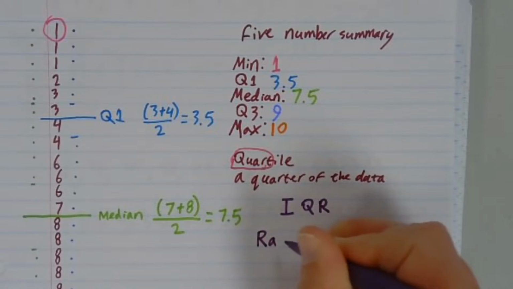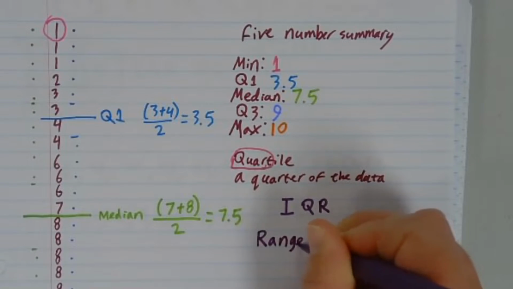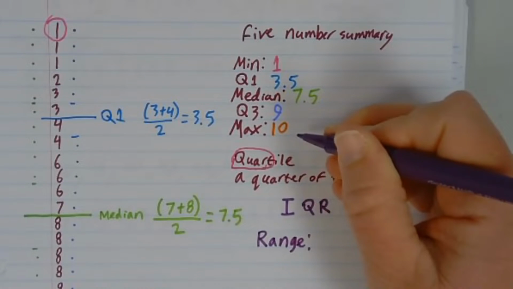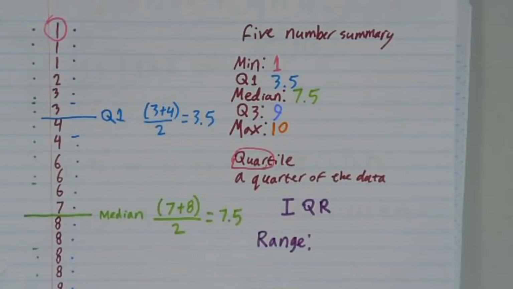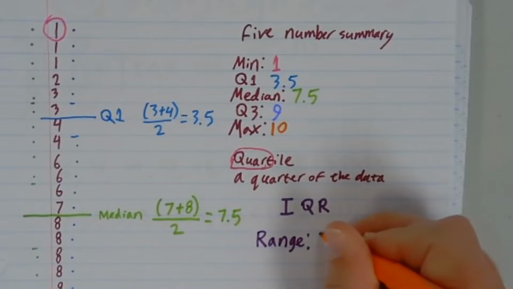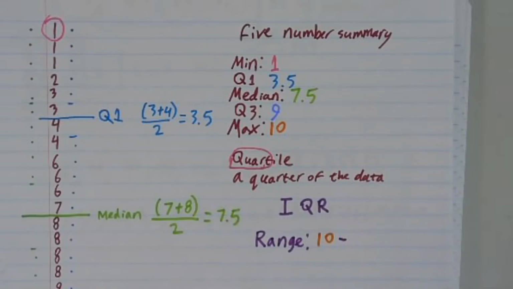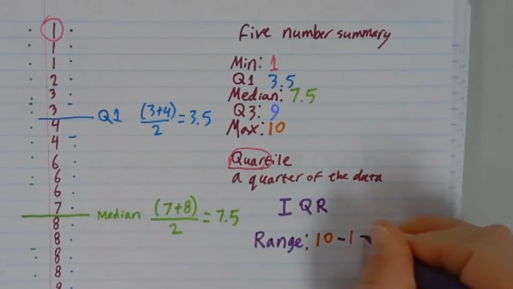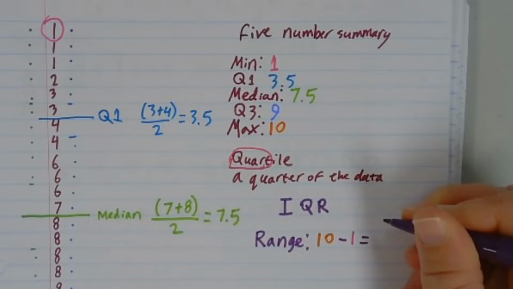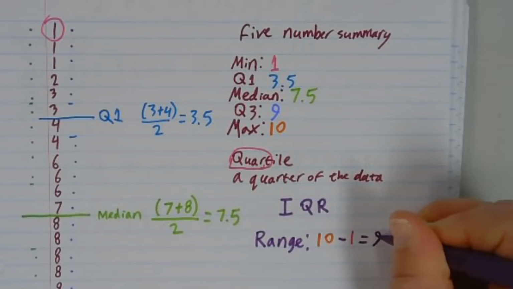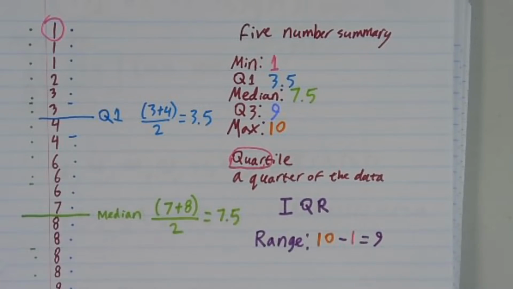The range of the data would be the biggest number, take away the smallest number. So it would be 10 minus 1. And that would tell us that our data has a range of 9. The whole spread of the data is 9.